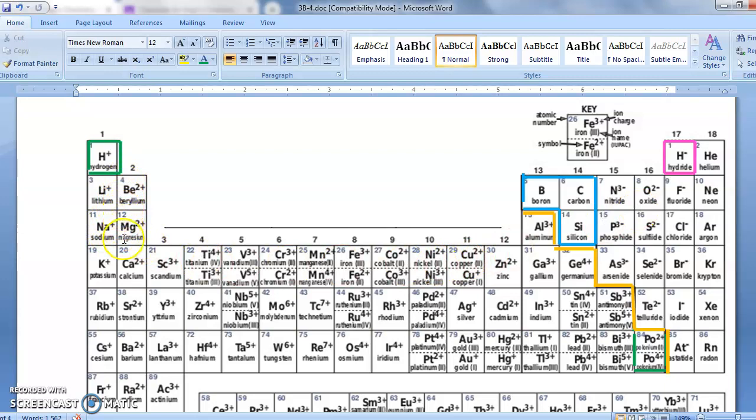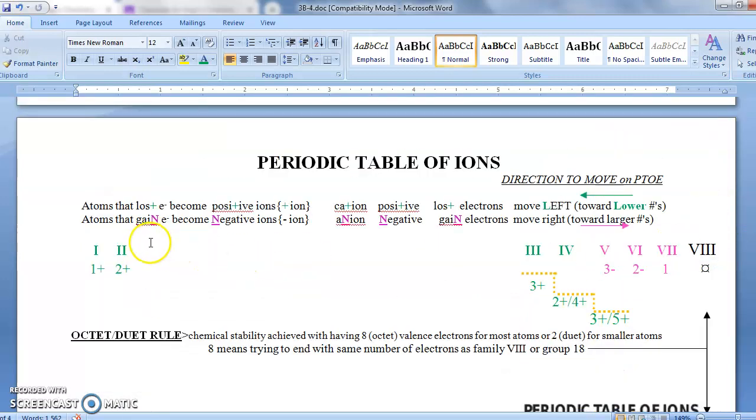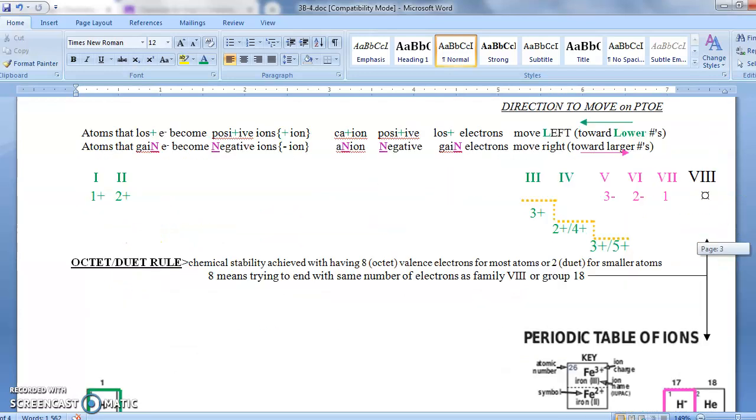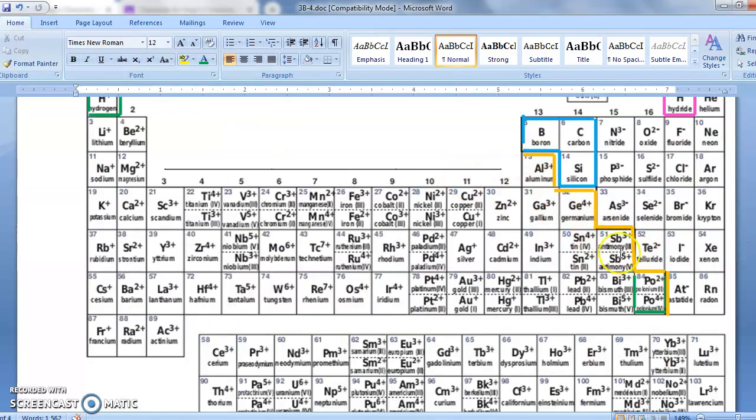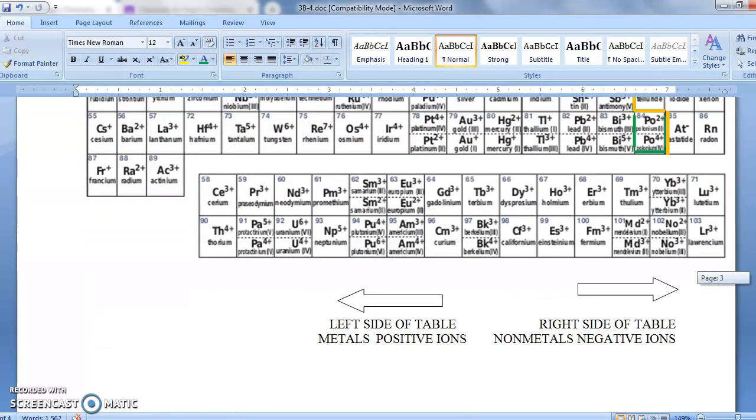Over here, these are the ones we mentioned earlier. Roman 2 likes to become 2+. The left side of the table, the left side of this orange line, are what we call the metals. The metals lose electrons to gain stability. The nonmetals gain electrons to become stable.